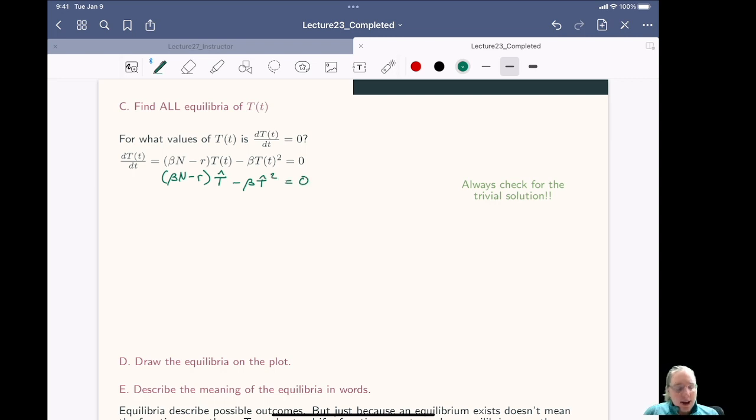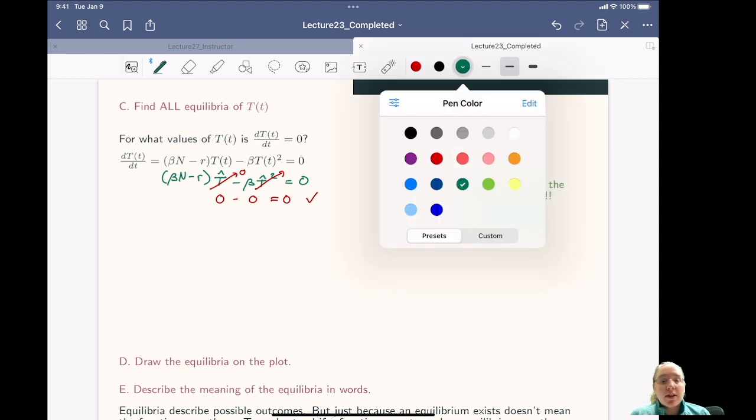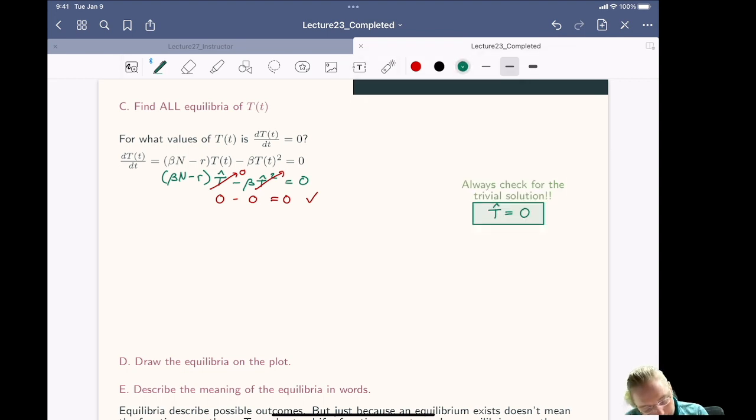All right, so when you have a differential equation, I always want you to look for the case when the equilibrium is equal to 0. This is known as the trivial solution because it's kind of a boring solution. All right, what happens if T hat is equal to 0? Well, then this term will go to 0 and this term goes to 0. So we have 0 minus 0 equals 0. That works out. So this is indeed an equilibrium of our system. All right. That's all well and good, but it's not necessarily the only equilibrium of our system. So let's go find the other ones.